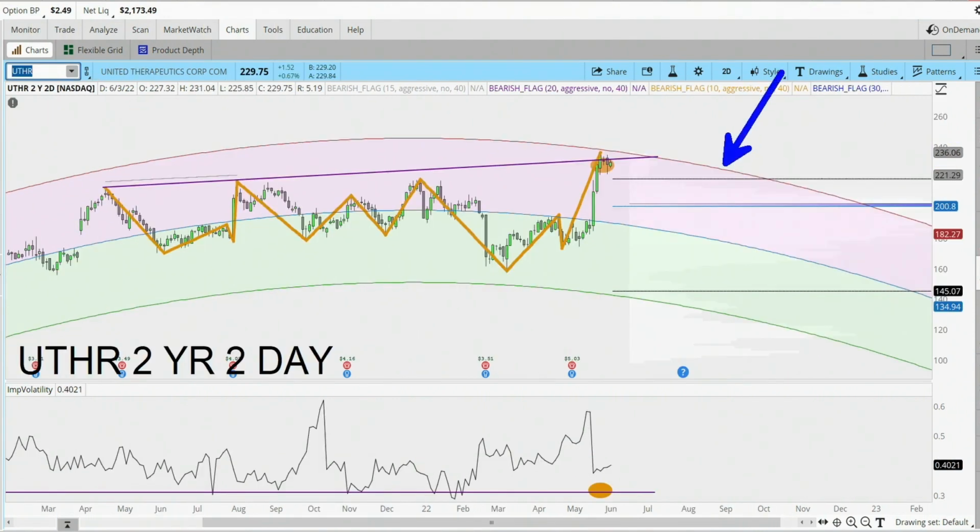Same look, trend indicator going down. We have lots of resistance, along with the bearish flag. Price is above the volume profile. If you haven't seen that video yet, go back and watch it. But the implied volatility is still a little bit high.